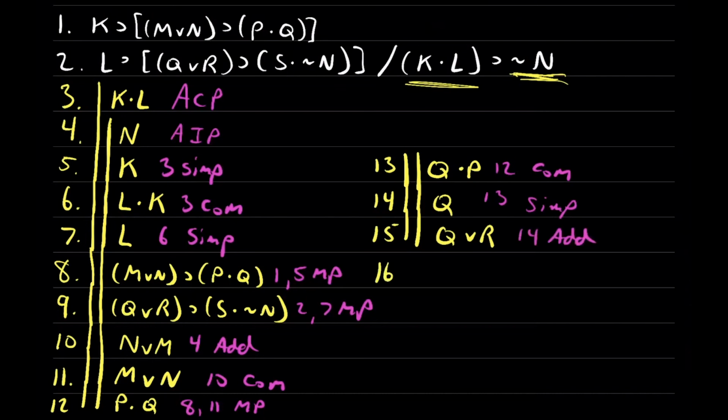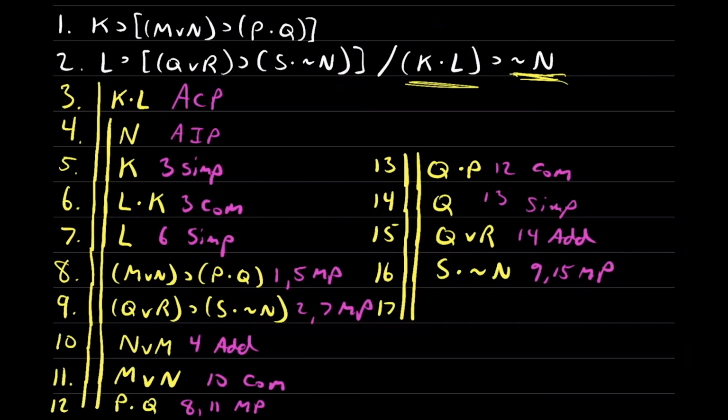Line 16, still inside our 2 vertical lines. We're going to do modus ponens to get S and not N. Let's see, that would be line 9 and 15 by modus ponens. Line 17, got to squeeze it in there, sorry about that.